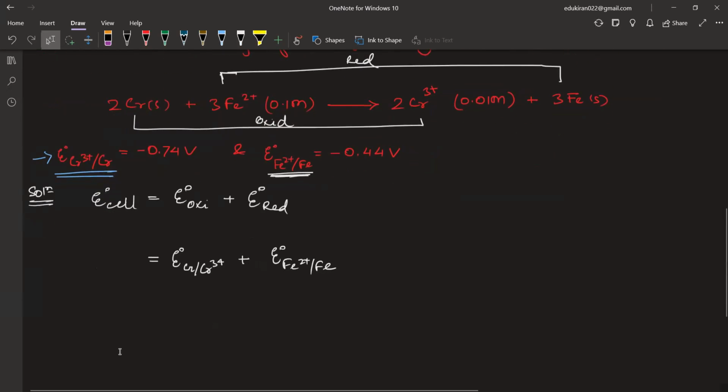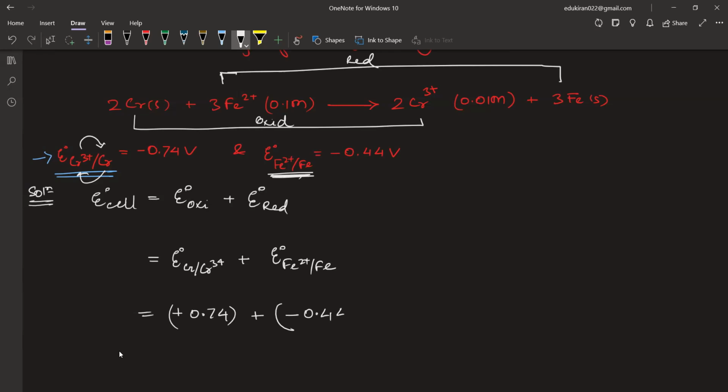ठीक है. अब ये बताइए all of you. If Cr3 positive to Cr is equal to minus 0.74, इसका उल्टा क्या हो जाएगा? Cr to Cr3 positive will be plus 0.74. Yes or no? सही है? Yes, sir. Okay. Plus what is the E naught Fe2 plus to Fe? What is this value? Minus 0.44. ये कितना हो जाएगा बताइए? 0.74 minus 0.44 ना. कैसे गलती हो गई आप लोगों से इतनी बड़ी? This will be 0.30 volts.